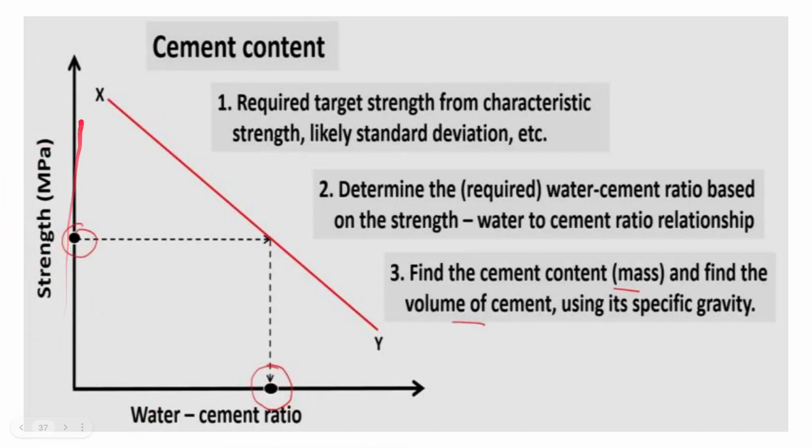So strength is the target mean strength which we just discussed, and the water cement ratio we will find out from the compressive strength water cement ratio relationship. Based on that strength and the grade, we find the water cement ratio, and once we get the water cement ratio and the water content, like previously we calculated, from that basis we get the cement content. So the required target strength is calculated, then we determine the required water cement ratio based on the strength water cement relationship, and from the water content we find the cement content.